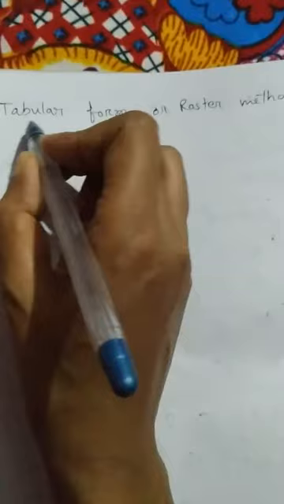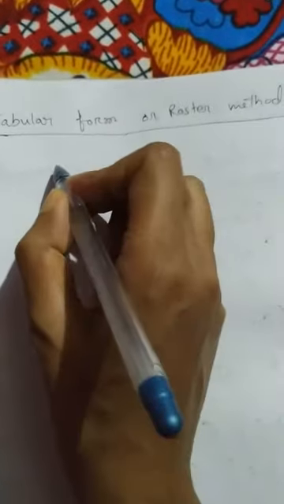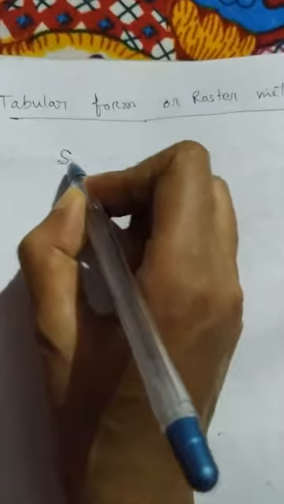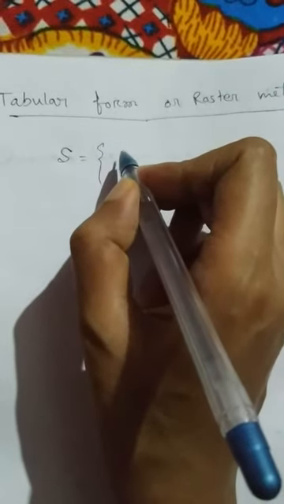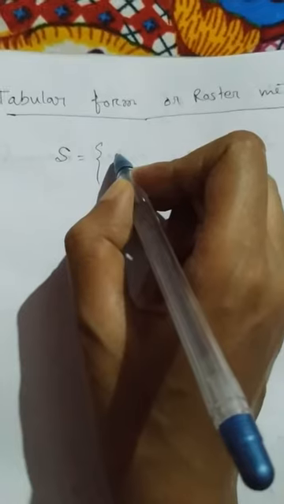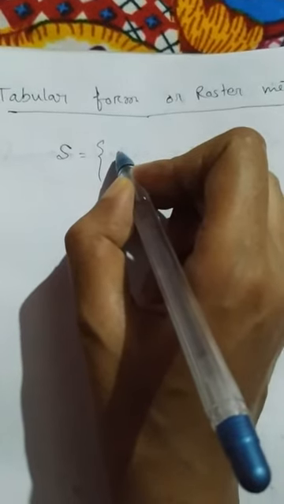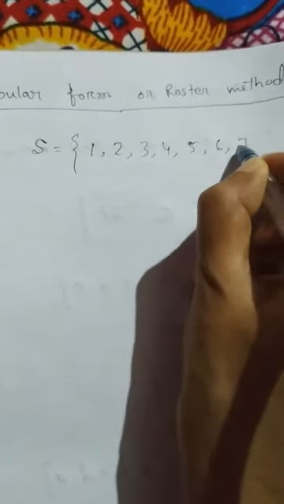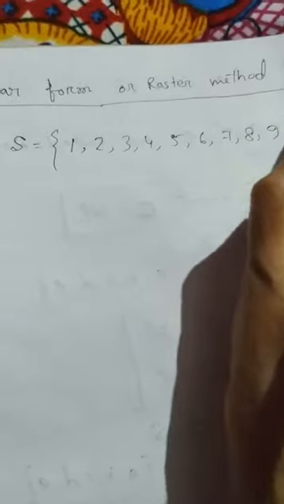Now we shall discuss the tabular form or roster method of representing a set. In this method, you see, suppose S is a set of anything, a set of natural numbers less than 10. So it will be 1, 2, 3, 4, 5, 6, 7, 8, 9.